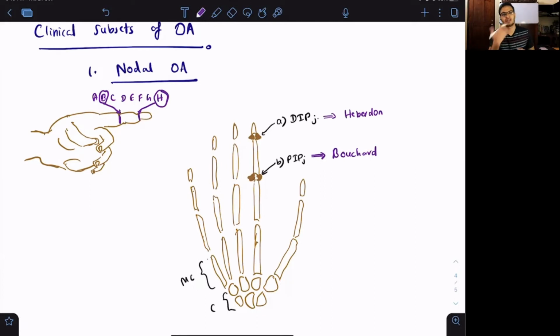Now this one you need to know, guys, because you get true or false questions. For example: you find Heberden nodes at the proximal interphalangeal joint. You should know that it's false, because Heberden nodes are found at the distal interphalangeal joint. So you should know these for the true or false questions.